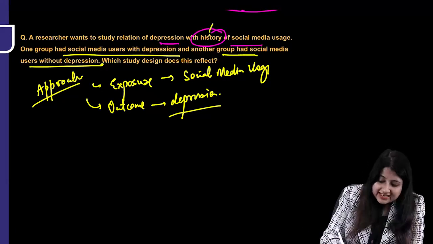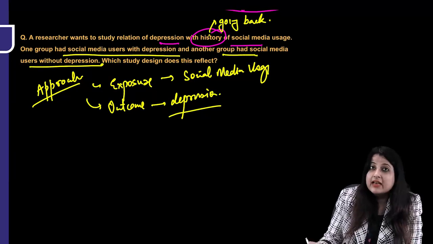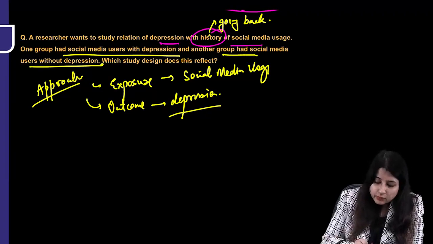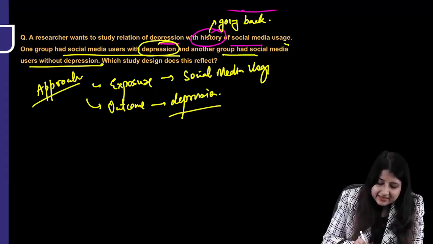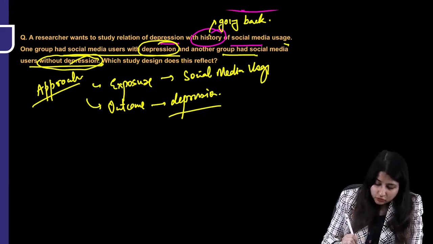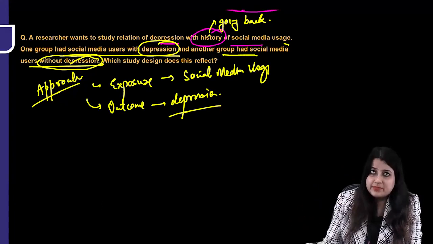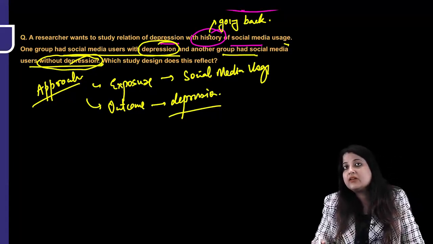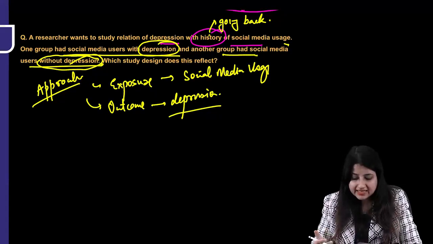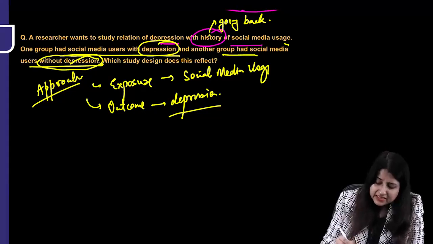Okay, you're studying history. History is reflecting on the term that we are going back. Now, what are you comparing? You can see one group had social media users with depression and another group had users without depression. So, you are comparing those depressed with those who are non-depressed, right? You are comparing that only, plus you are going back.